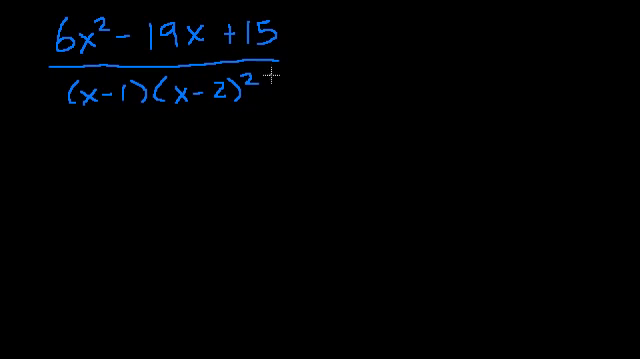It wouldn't make sense to do this: a over x minus 1 plus b over x minus 2 plus c over x minus 2. Because if you did this, the b and the c would just add together because they have the same denominator, and you could just view them as one variable. You wouldn't have to have two separate variables here. So this wouldn't make sense as a partial fraction expansion of this.